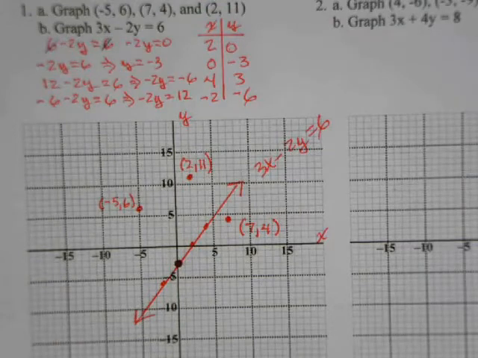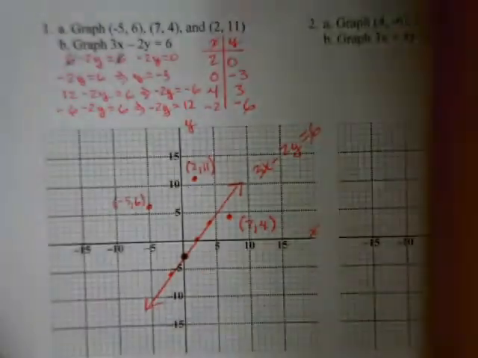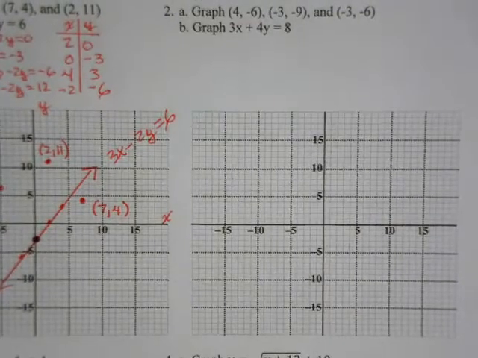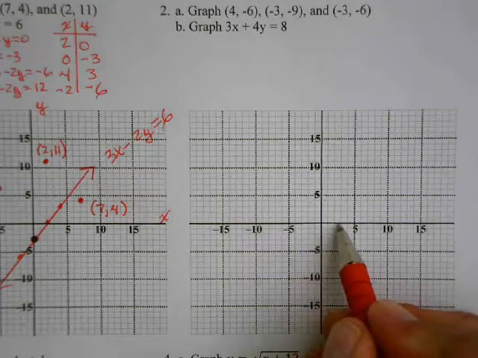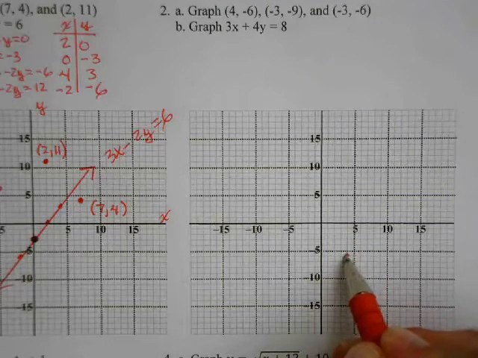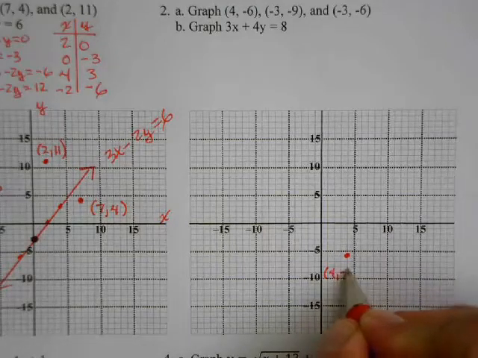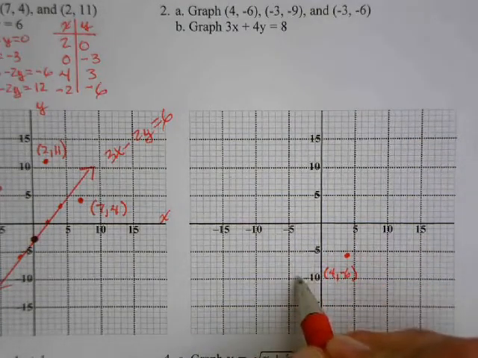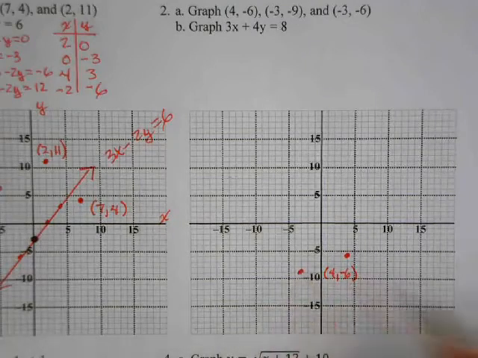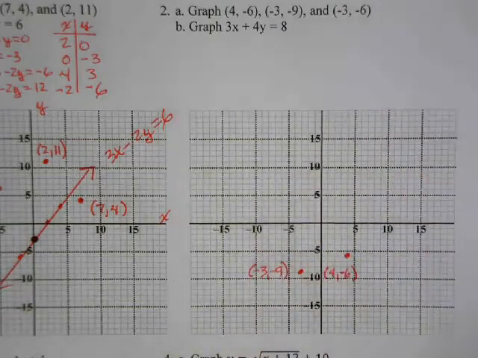All right, let's look at some more examples. Let's zoom out just so we can see everything more easily. Okay, 4, negative 6. So 1, 2, 3, 4, down, negative 6. So this one is 4, negative 6. Okay, negative 3, negative 9. There. And the last one, negative 3, negative 6, which ends up being right there.